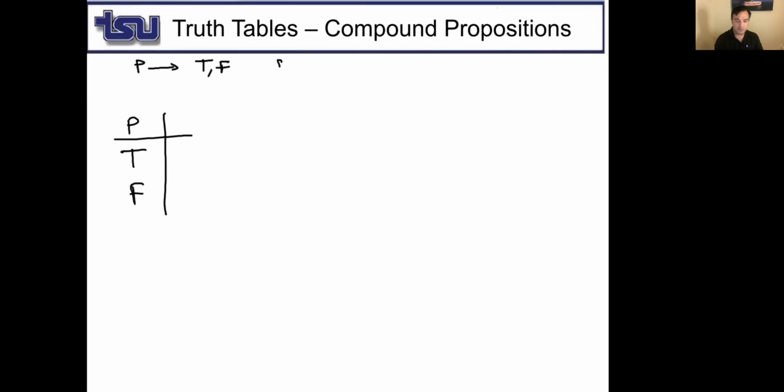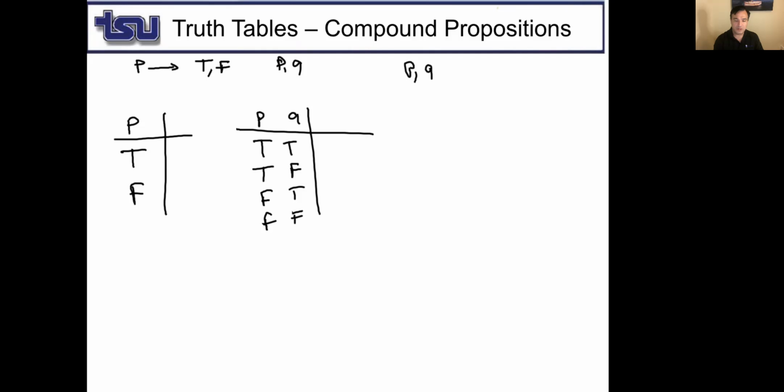If you have two propositions, P and Q, you have four possibilities. They can be both true. One can be true and the other false. The first one may be false and the other true, or both of them can be false. How about if you have three, P, Q, and R? In that case, there are 8 possibilities.